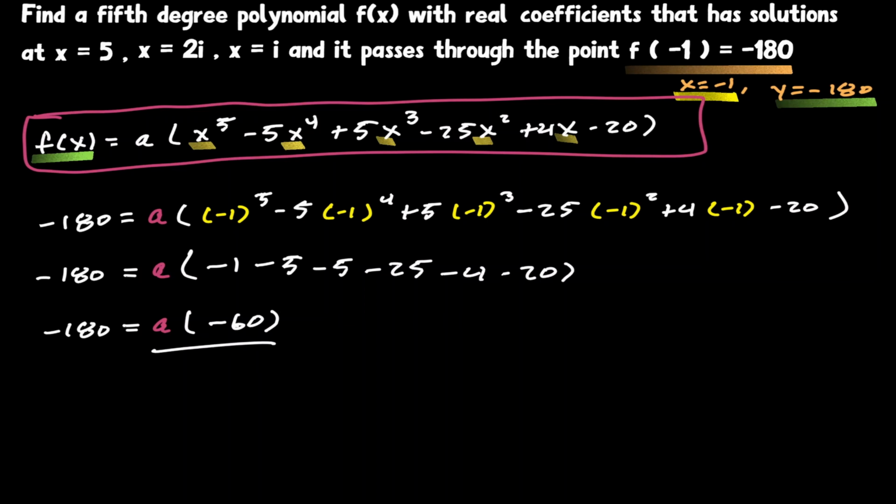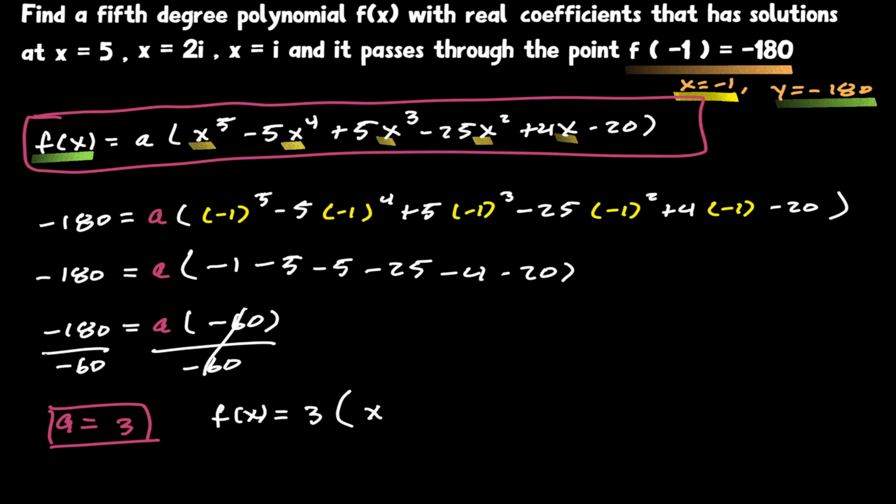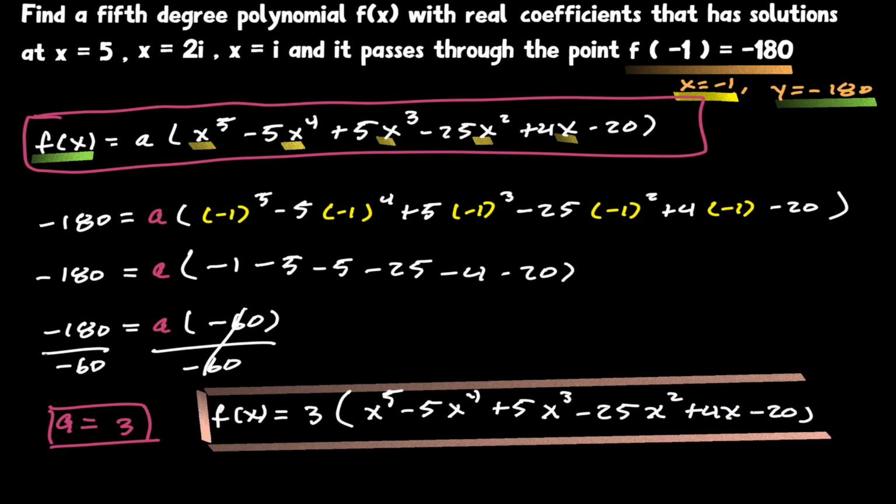And finally, to solve for a, let's divide by -60. So we are done. The coefficient that we want to use is when a is equivalent to 3. So now we have our final result. The polynomial that will satisfy every single condition in this problem is 3 times what we initially had from those factors. It is definitely a lengthy process, but having a strategy helps us a lot to obtain this result.